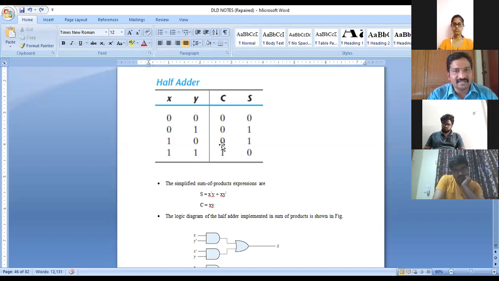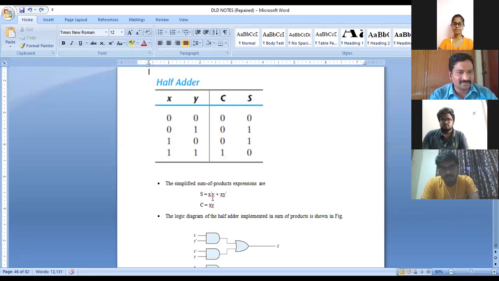Similarly, I can also find the equation for the carry. For C, it is one only in the case where both are one. Now, the sum of product terms. By default we take the sum of products, not the POS, product of sums, because we always consider the minterm as a one. Okay. Now you know the S equation and the C equation.